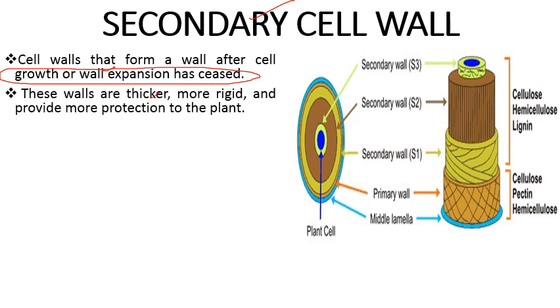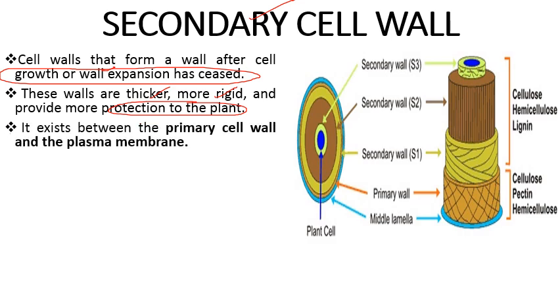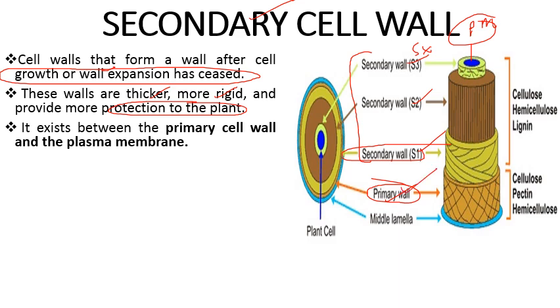सो दीज वॉल्स आर थिकर, more rigid, and provide more protection to the plant. So they are mainly meant for mechanical support, and it exists between the primary cell wall and the plasma membrane. ये पाई जाती है जो primary cell wall होती है, this is primary cell wall, और we have this inner to this we have plasma membrane. So plasma membrane और primary cell wall के बीच में जो structure present होता है, this is called secondary cell wall. इसकी different layers हो सकती हैं. There may be 3 or more layers, जैसे S1 है, S2 है, S3 है, SX. तो ये जो layers हैं ये हो सकती हैं secondary cell wall में, और ये lie करता है in between primary cell wall and plasma membrane.